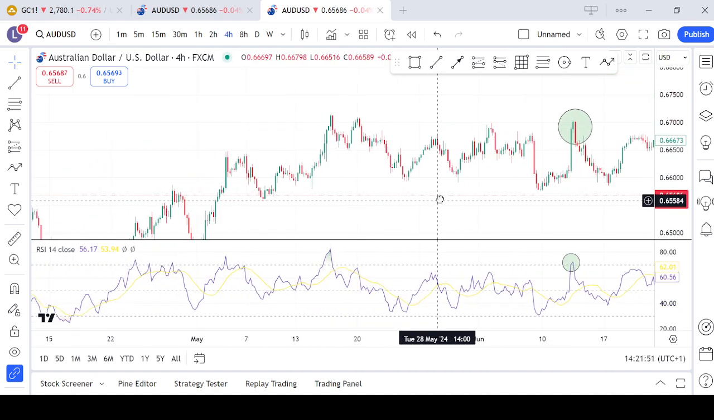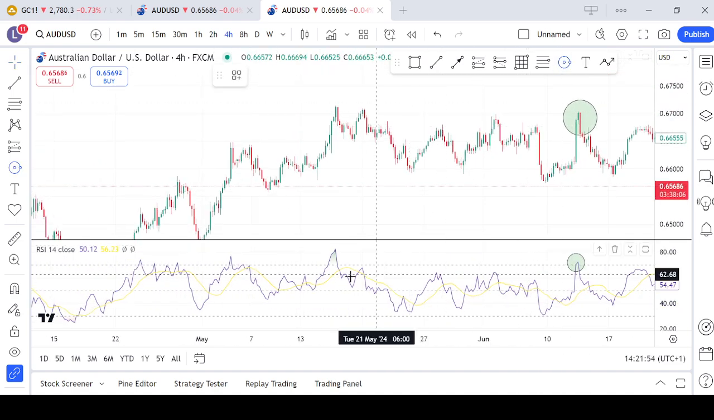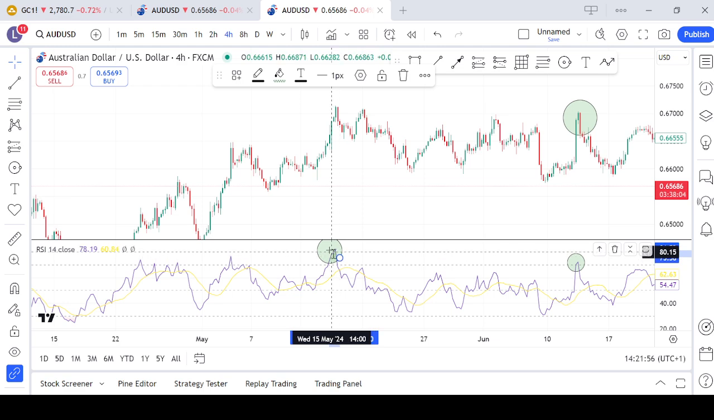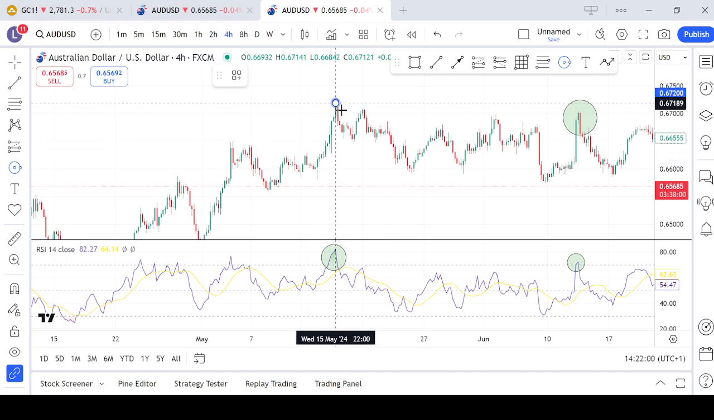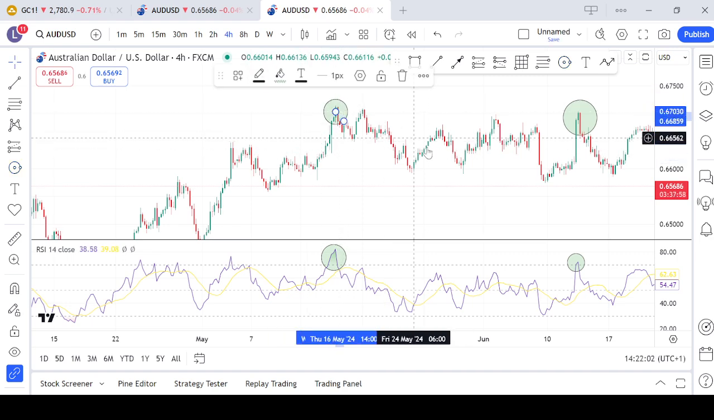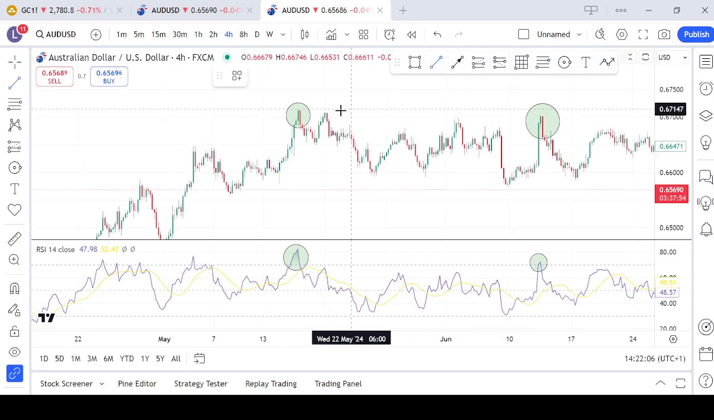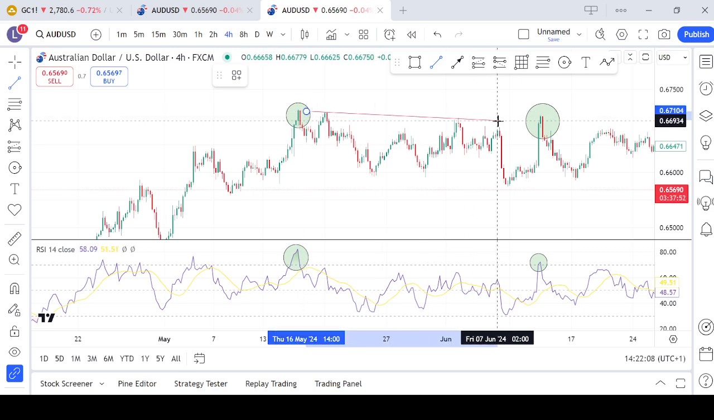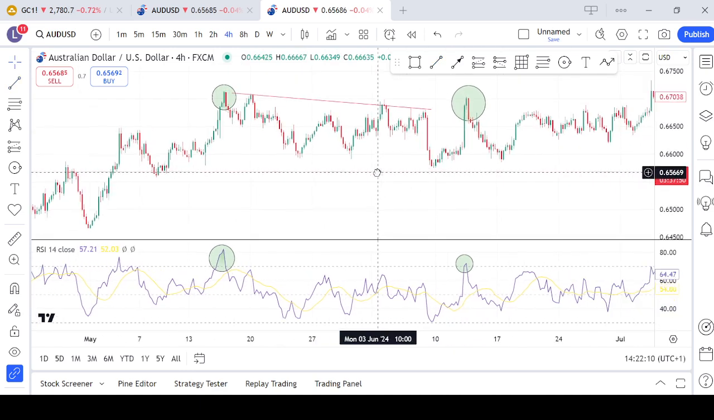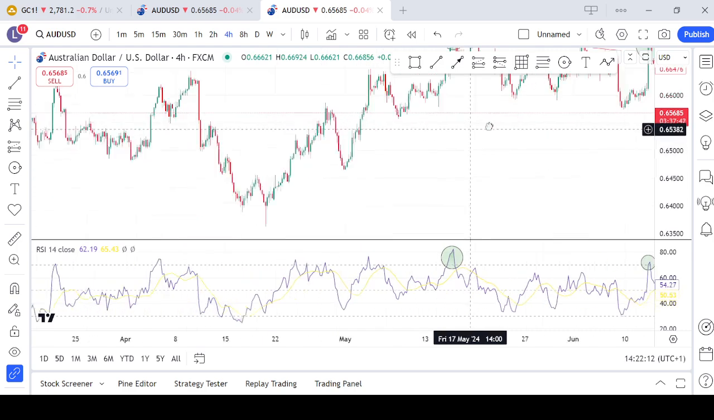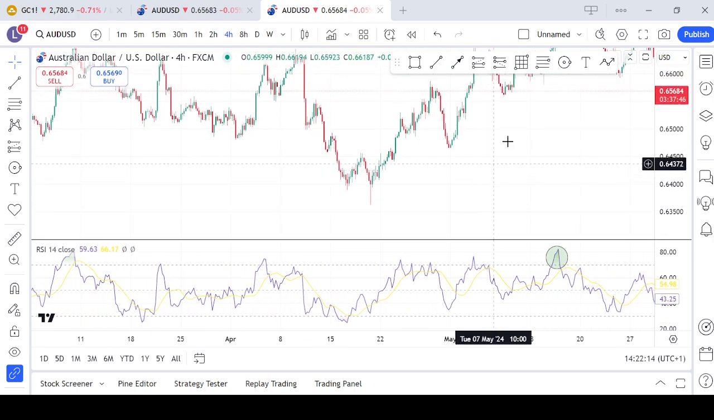See further examples like this one here. See the RSI being overbought and price respected that. See price with the bearish movement from there. See this bearish trend right here. So that's how you can use the RSI to spot overbought and oversold levels.